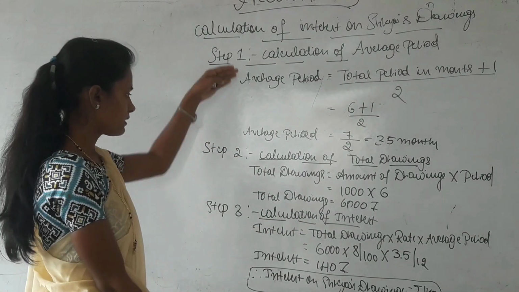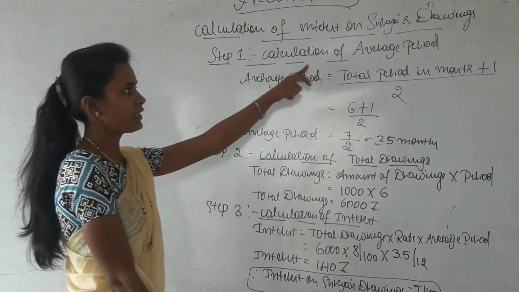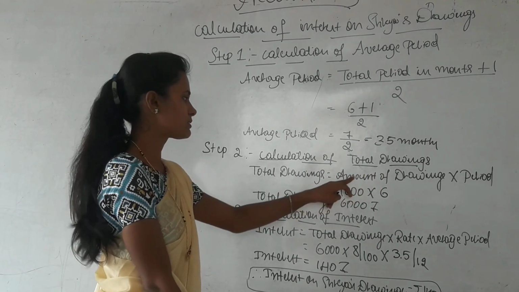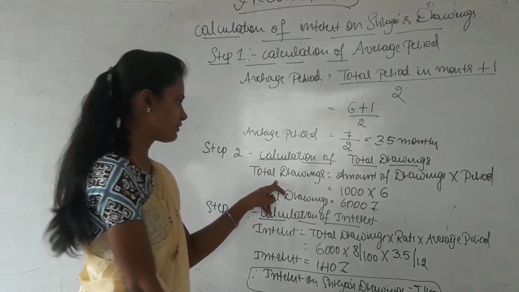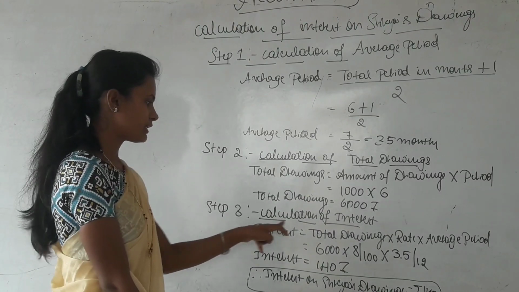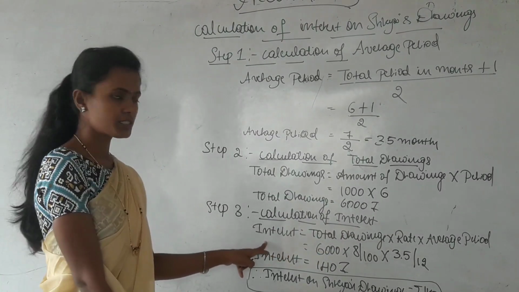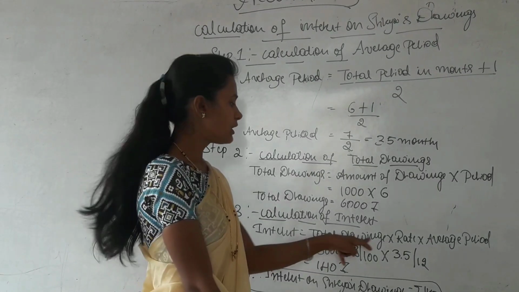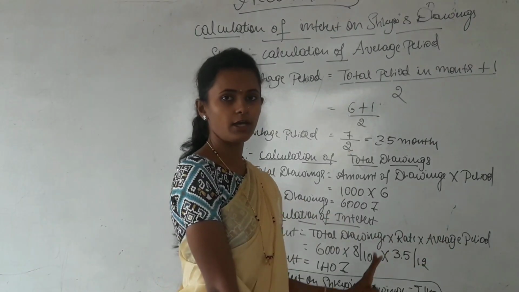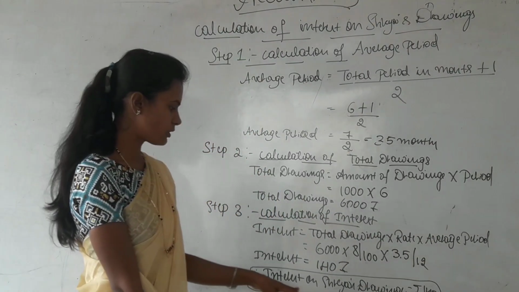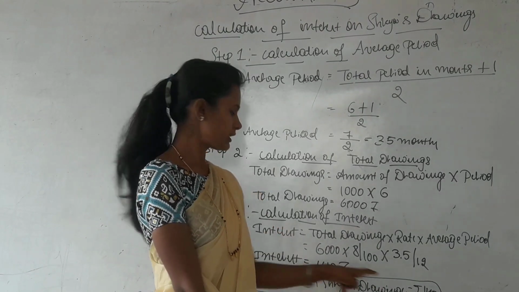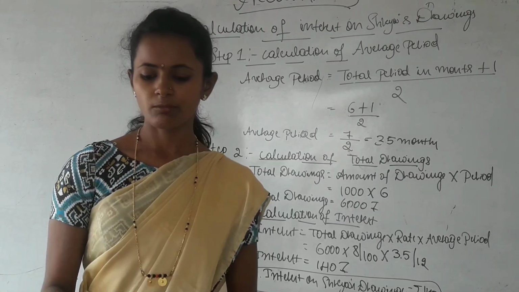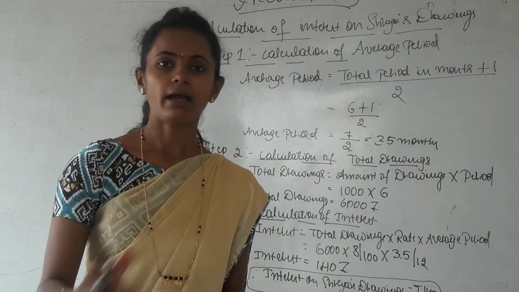This is our 3 steps. In step 1 we need to calculate the average period. In step 2, we need to calculate the total drawings, that is amount of drawings into period. And in step 3, we need to calculate our interest. For the calculation of interest under the average period method, the formula is interest is equal to total drawings into rate into average period. Multiplying this, we got interest on Shreya's drawings as 140 rupees. So the steps are simple. Is this clear? We will move towards the second problem under the average period method.